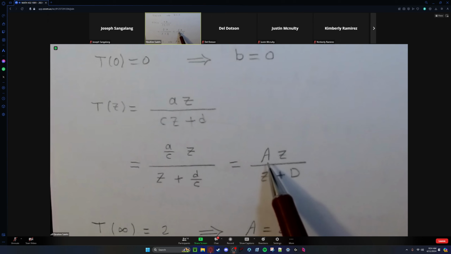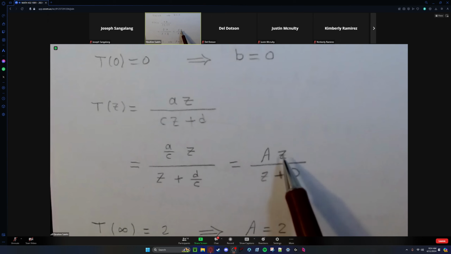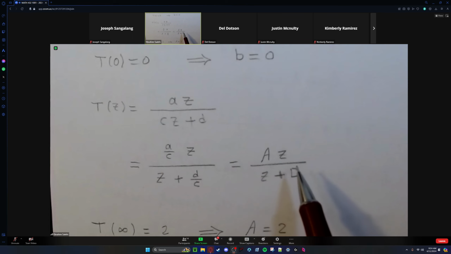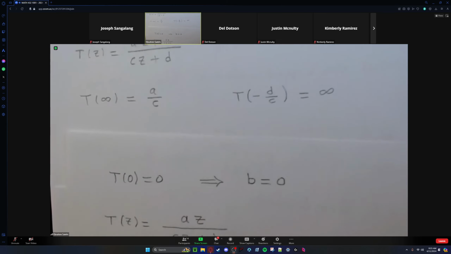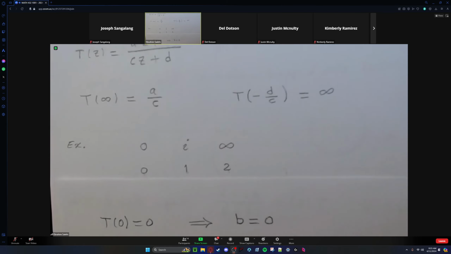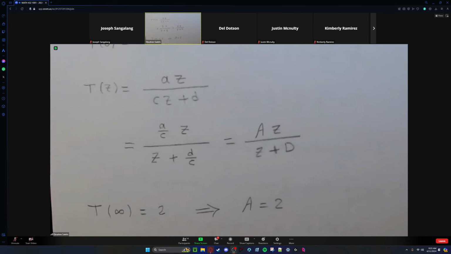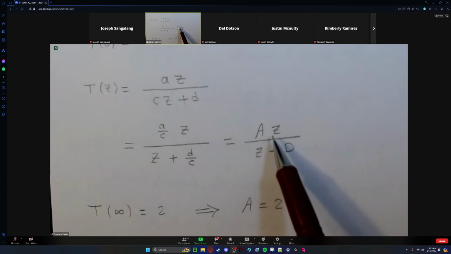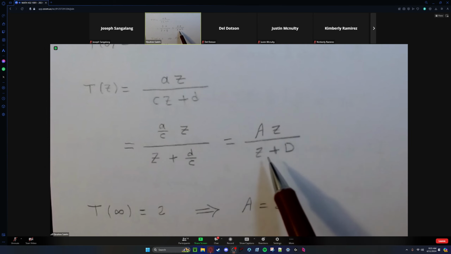So I can write it az divided by z plus d, and finding a and d. Okay? So the condition that says infinity gives me 2, if you plug, I mean taking limit, a over d, the limit is just a, so a is 2, done.